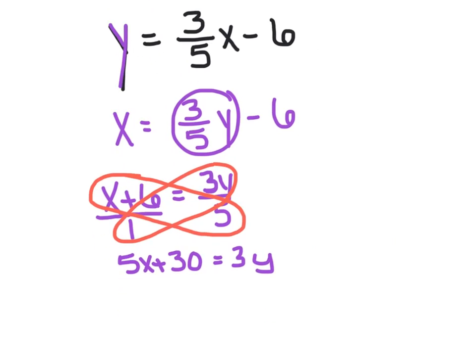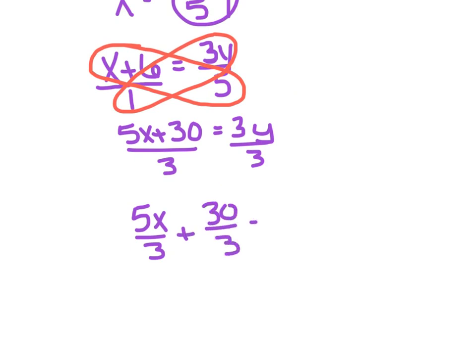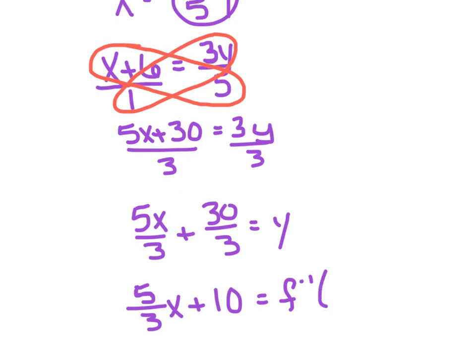Okay, now I bet you're going to feel really comfortable. Divide both sides by 3. And then we're going to use the distributive property to say 5x divided by 3 plus 30 divided by 3 equals y. Clean it up a little bit if you want. We could say 5/3 times x plus 10 equals y. And I'm going to replace that y with my f inverse so I've got the appropriate notation.